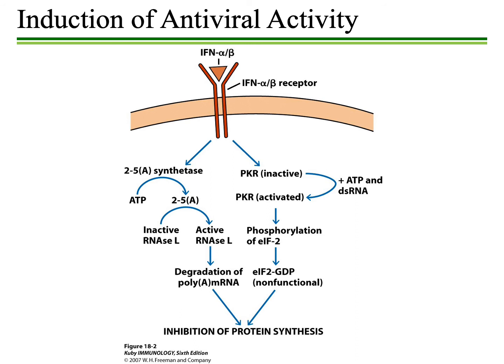Specifically, what happens in this interaction is two alternative pathways. The pathway on the left essentially activates an enzyme known as RNase L. RNase L is a ribonuclease, and ribonucleases are general categories of enzymes that specifically degrade RNA. So in this pathway, this enzyme is activated and it triggers the degradation of messenger RNA in the cell.